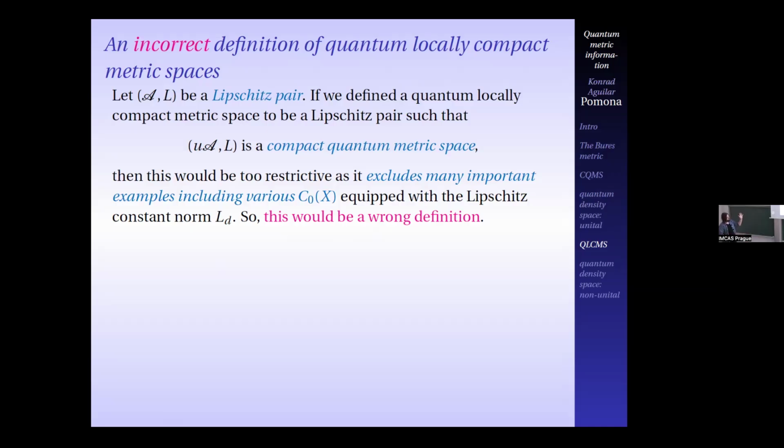And I try to defend that by giving you 3 examples of things we really would want to be quantum locally compact metric spaces. For example, the first couple of examples are related to if I have, I'll just write big on here. I'm not going to write a lot.